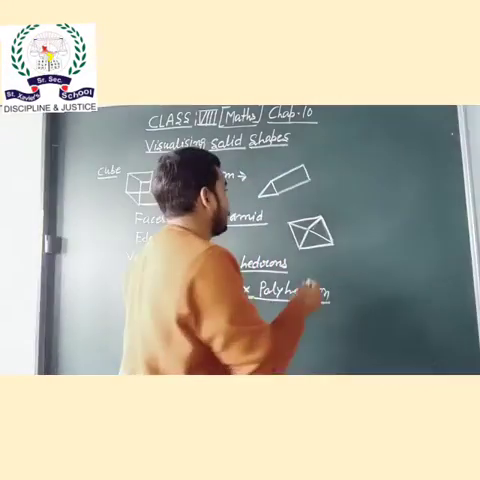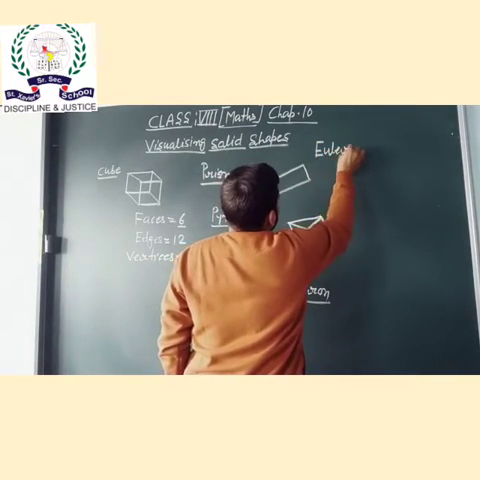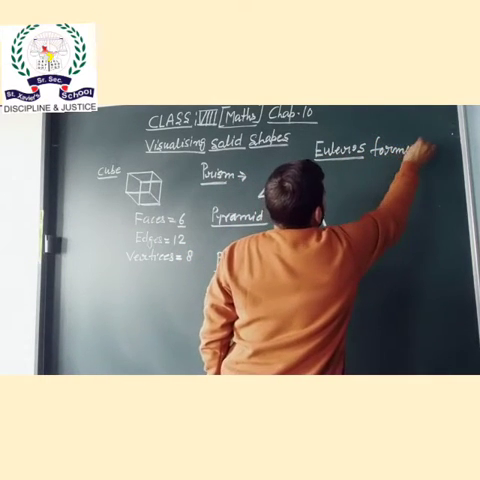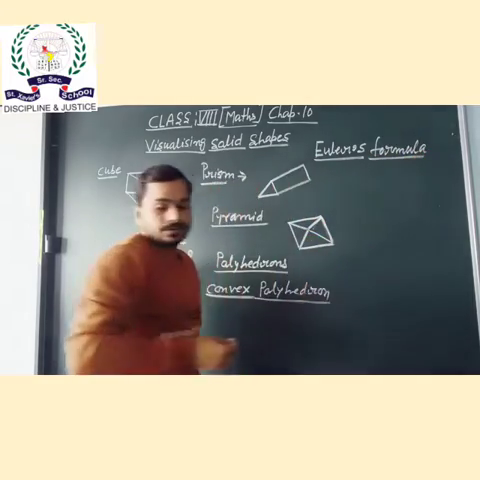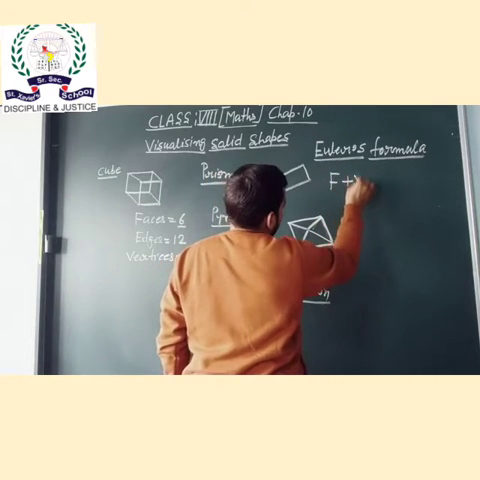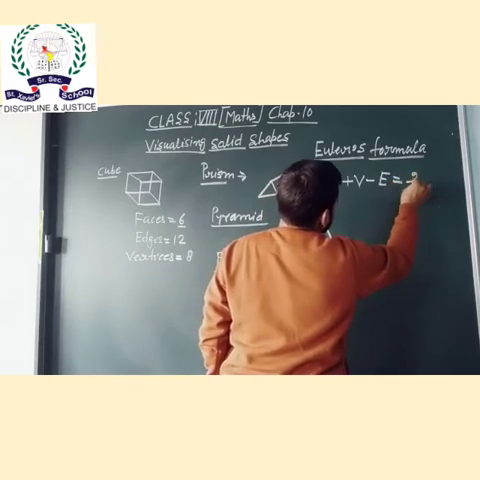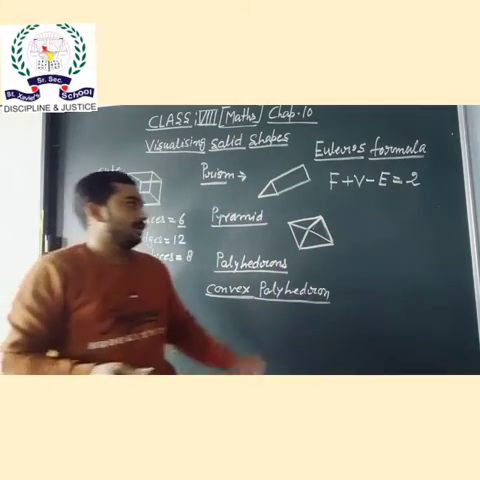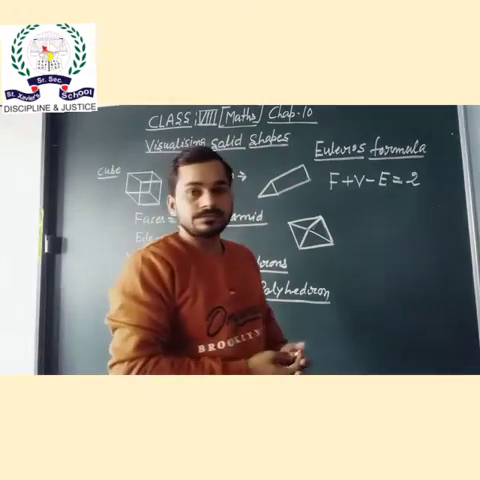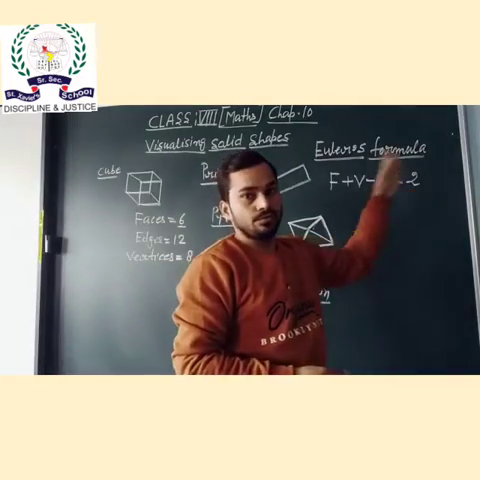Then we have to discuss Euler's formula. Faces plus vertices minus edges equals 2. If we add the faces and vertices of any polyhedron and subtract the edges, then we always get 2.